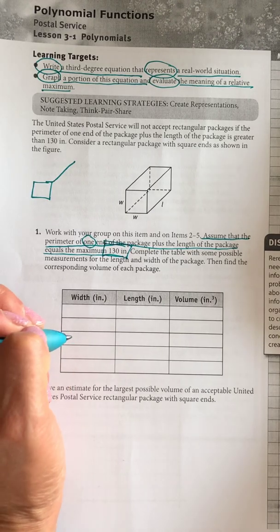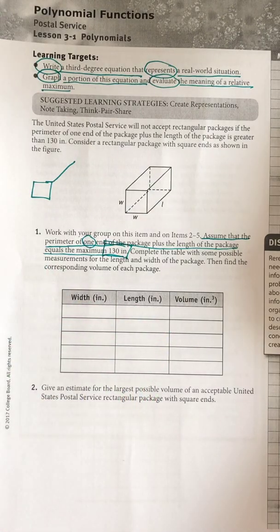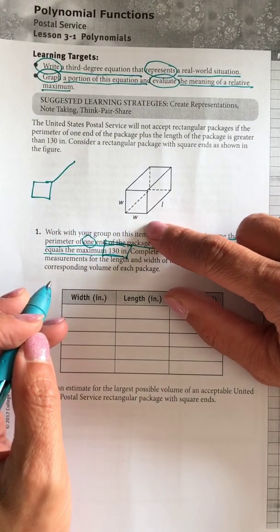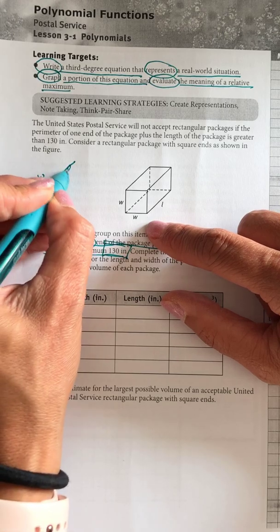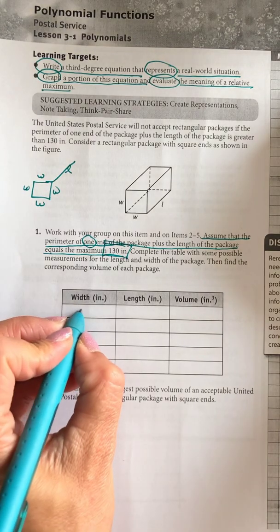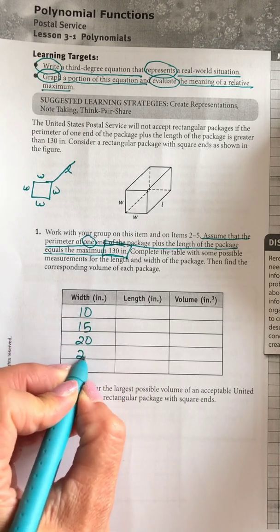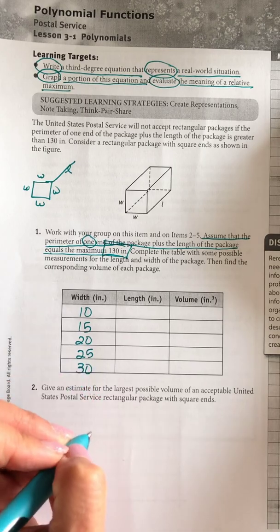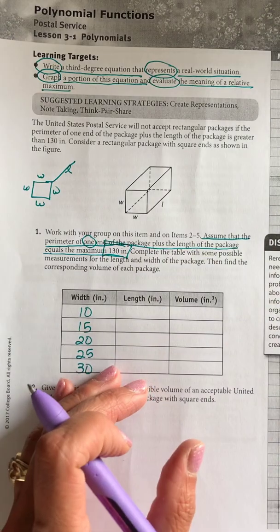Okay, so I'm going to give you some possible values. So we have this table: width, length, and volume. Okay, it says right here on the drawing that these are our widths and this is our length. We have a square end and then the length of that package. So let's start with widths of 10, 15, 20, 25, and 30. Okay. Let's figure out what lengths we could have.